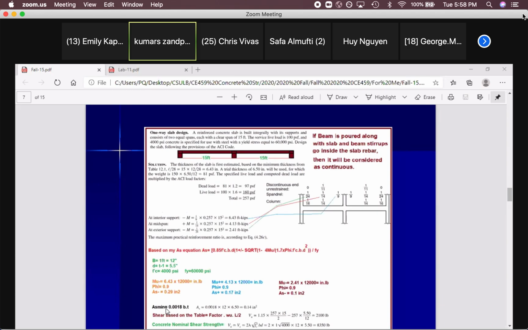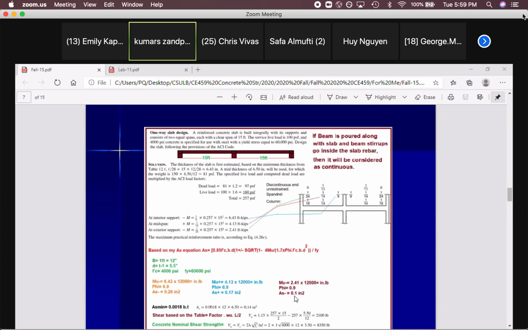Then what's the AS minimum? Because we are using Fy equals 60, your minimum is 0.0018 based on the table that I showed you, times B times T. What's your B? B is 12 inches. What's your T? 6.5 inches. That's the AS min, 0.14 square inch. You can see you use 0.29, 0.17, 0.1.